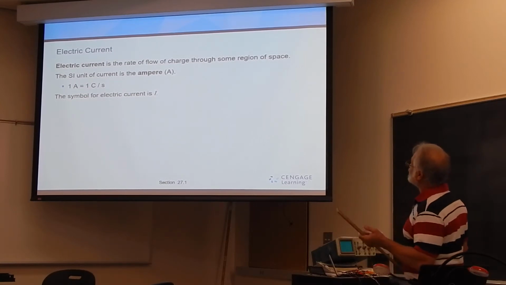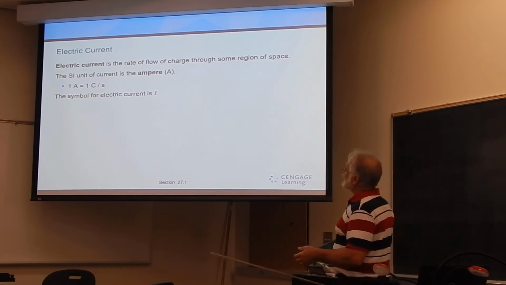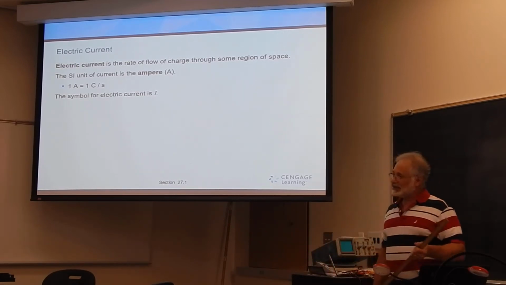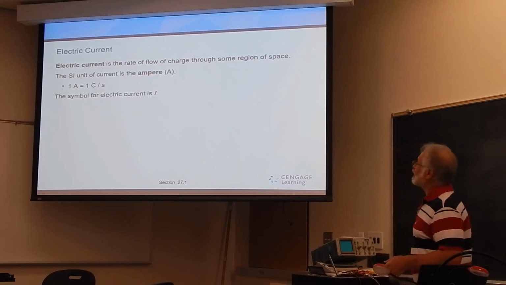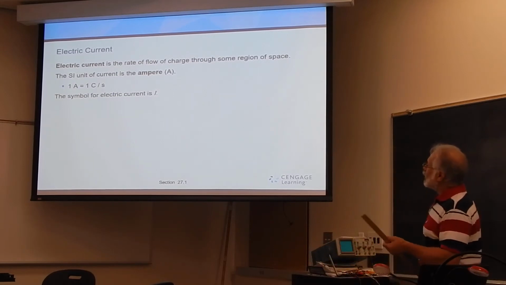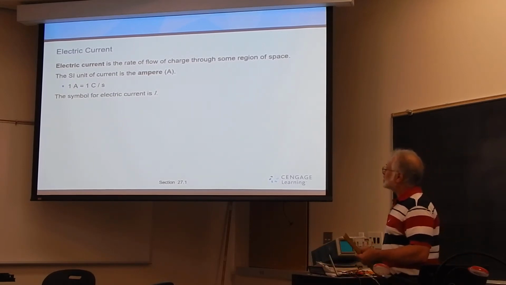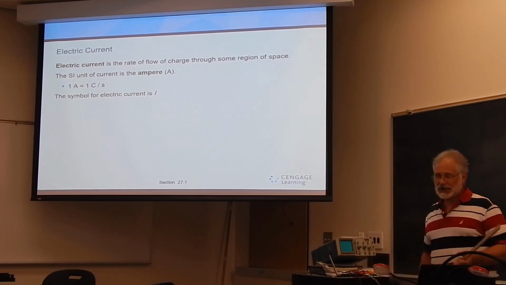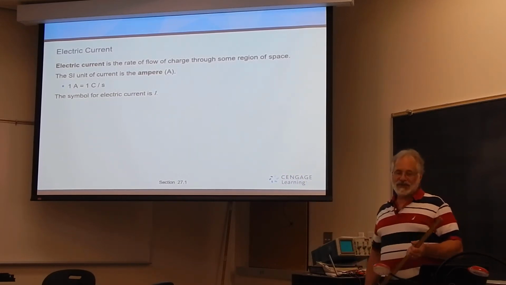It's the rate of flow of charge through some region of space in some unit of time. So, the unit of current that we use in SI units is the ampere, or the amp, capital A. 1 amp is 1 coulomb per second. And we generally use capital I as a symbol for current.